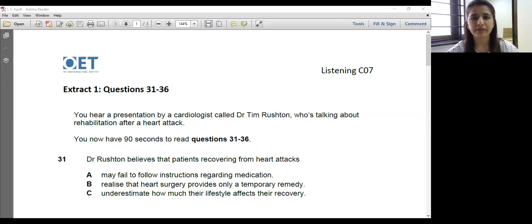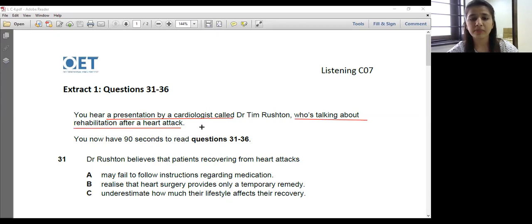So here you can see the heading, or the topic sentence, as we call it, or the context sentence, tells you that this is a presentation by a cardiologist. So this is giving you a very important clue, isn't it? It is a presentation, so you know there is just going to be one speaker, that is Dr. Tim. Who is he? He's a cardiologist. So you know that if he's a cardiologist, he is going to talk more about the cardiovascular system. And it says he's going to talk about rehabilitation after a heart attack.